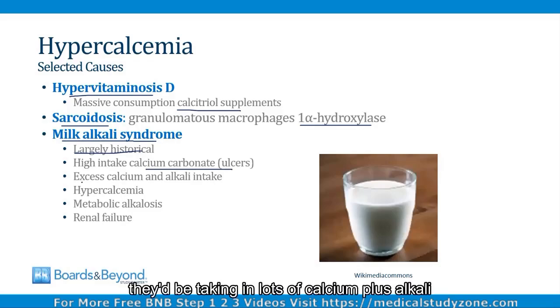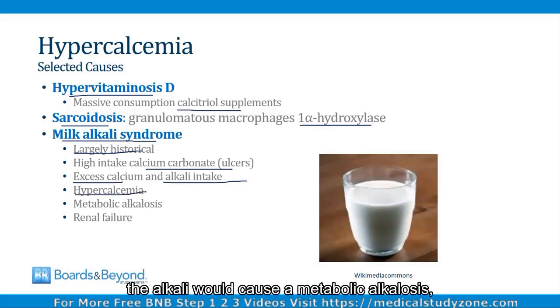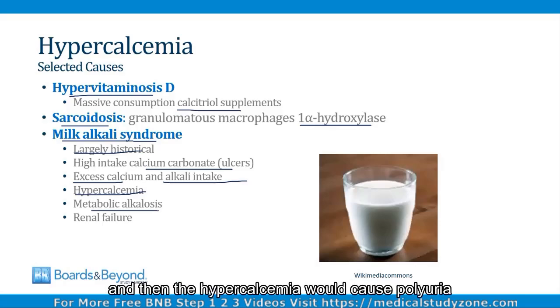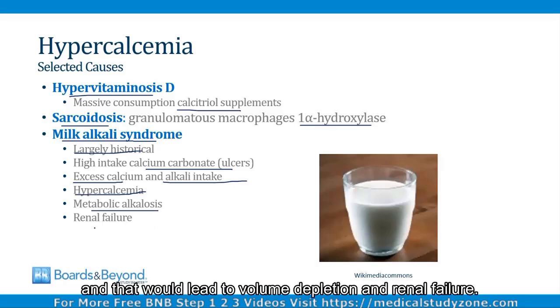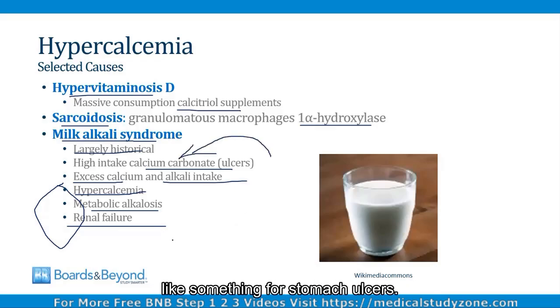And when they did this, they'd be taking in lots of calcium plus alkali, because carbonate is a base. So this combination would lead to hypercalcemia. The alkali would cause a metabolic alkalosis, and then the hypercalcemia would cause polyuria, and that would lead to volume depletion and renal failure. So this triad was often seen in patients who were drinking lots of milk and taking lots of alkali, like something for stomach ulcers.